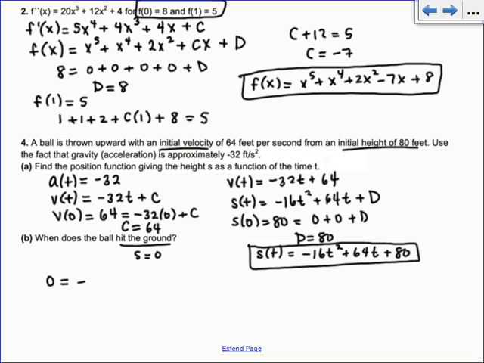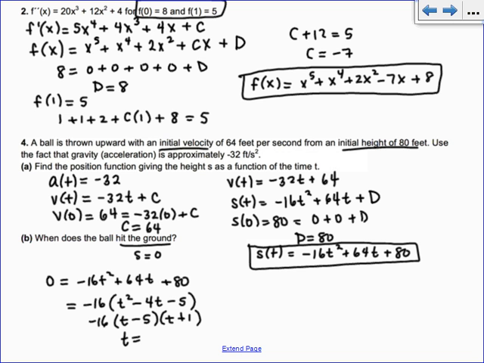So 0 equals -16t squared plus 64t plus 80. And we can try to factor. 16 does go into each one. And I believe it does factor into t minus 5 and t plus 1. So I get 5 and -1.